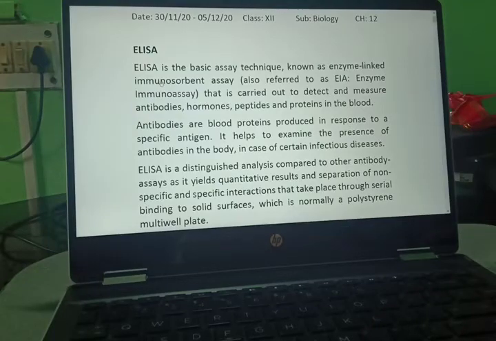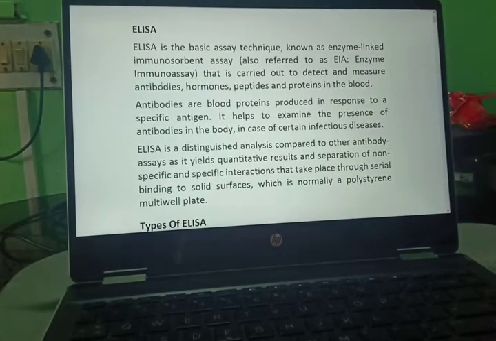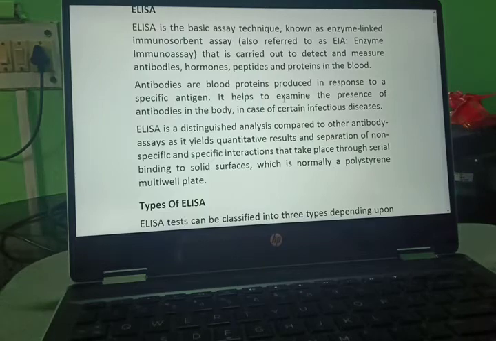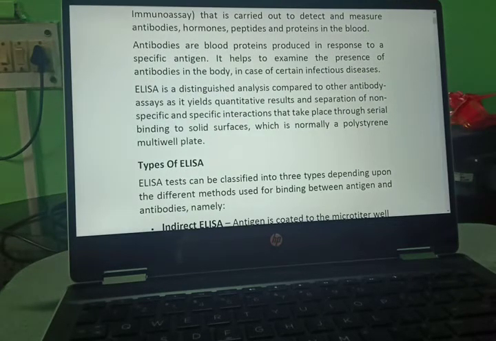Hi students, today we are starting our next topic, that is ELISA. ELISA is the basic assay technique known as enzyme linked immunosorbent assay, also referred to as EIA, that is enzyme immunoassay, that is carried out to detect and measure antibodies, hormones, peptides and proteins in the blood.